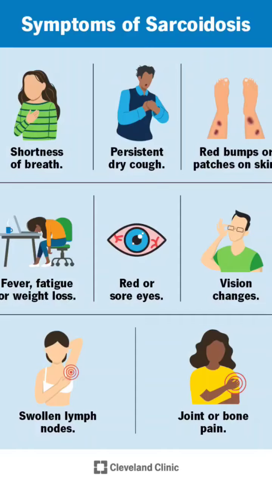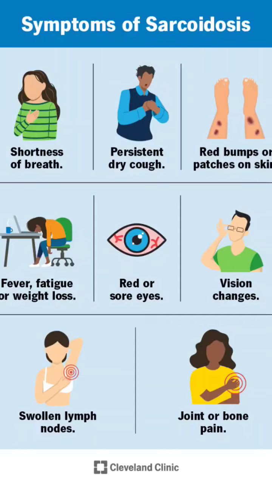D stands for derma. Dermatological involvements like erythema nodosum, lupus pernio. These are the dermatological manifestations. Most commonly, lungs are involved in this disease. Least commonly, the heart is involved.